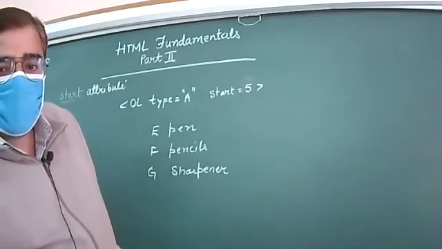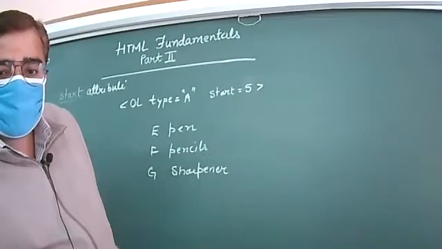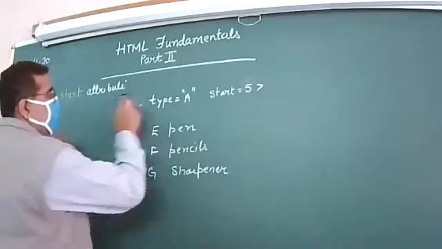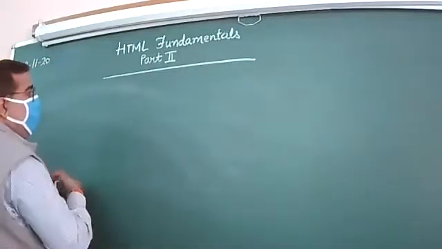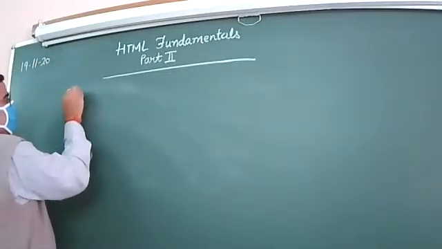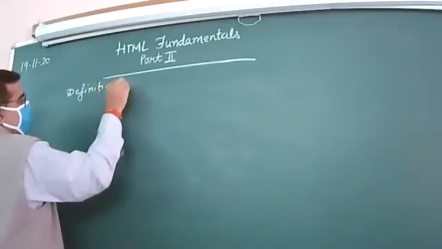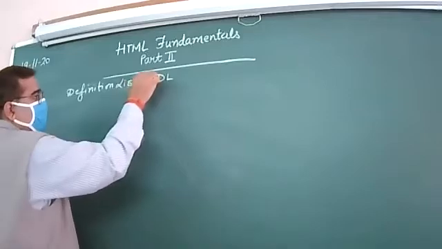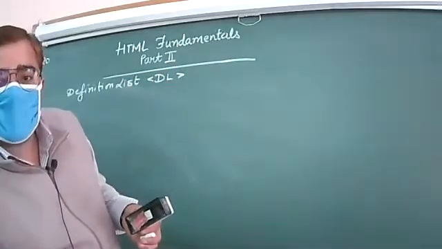Am I clear? Any doubt with the ordered list? Now I revise the definition list, denoted by DL. DL tag stands for definition list.